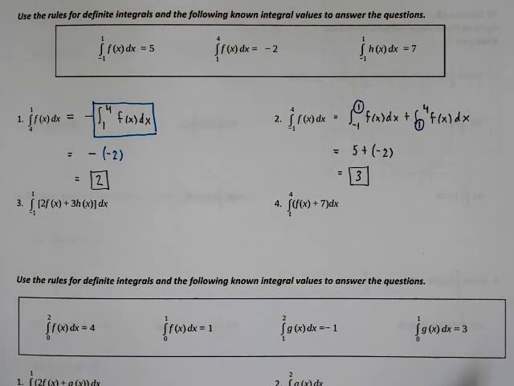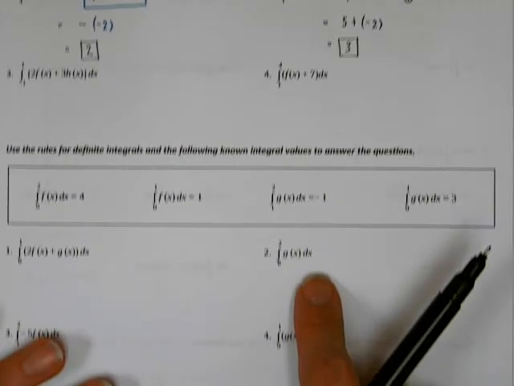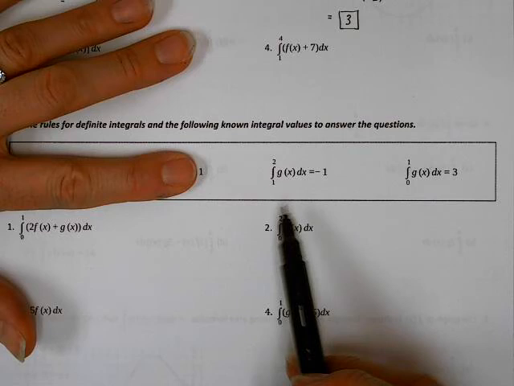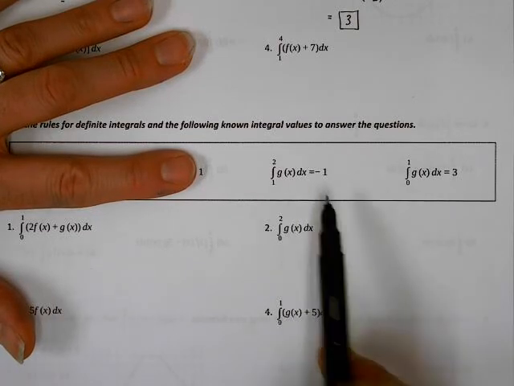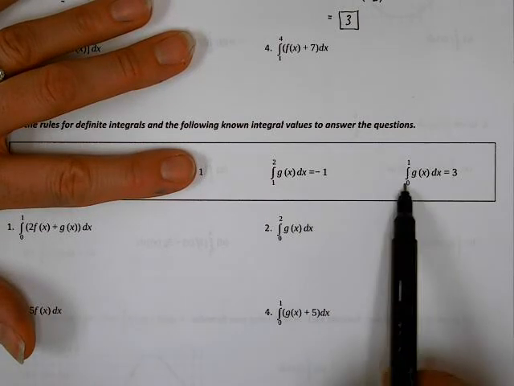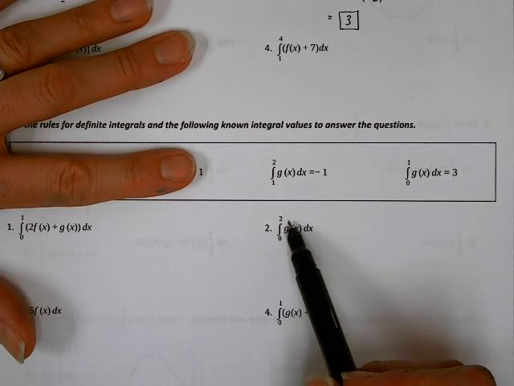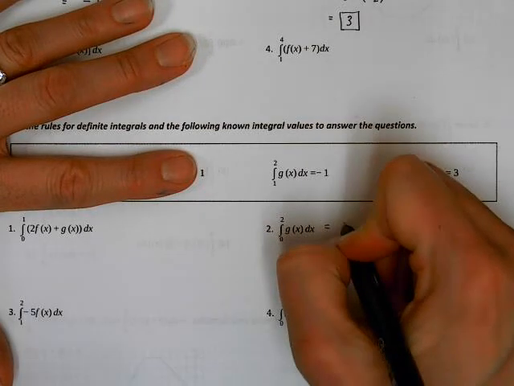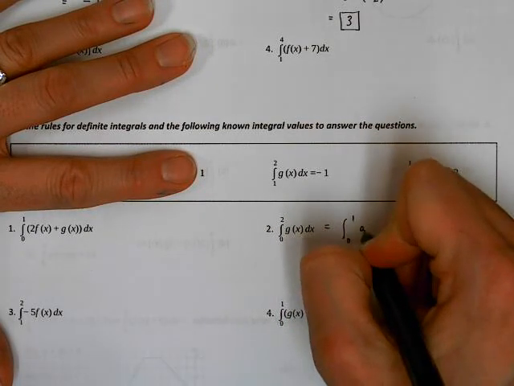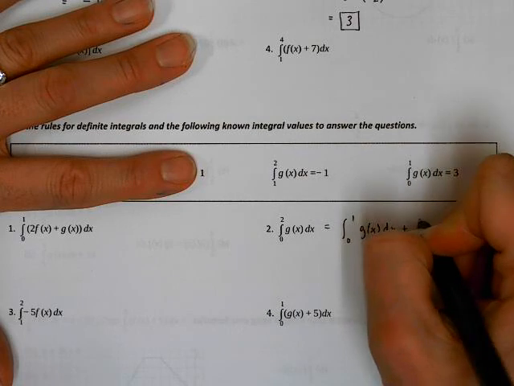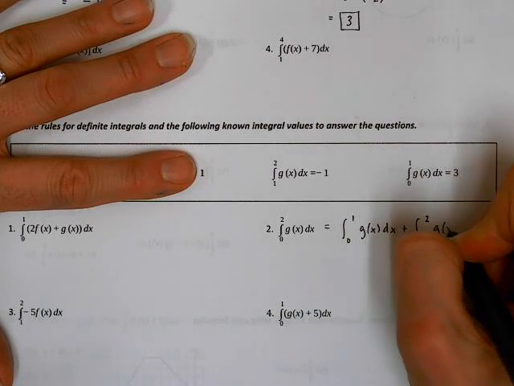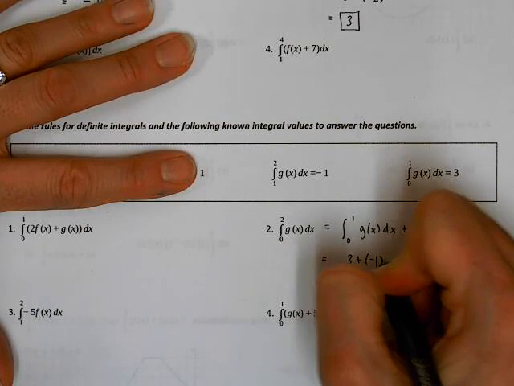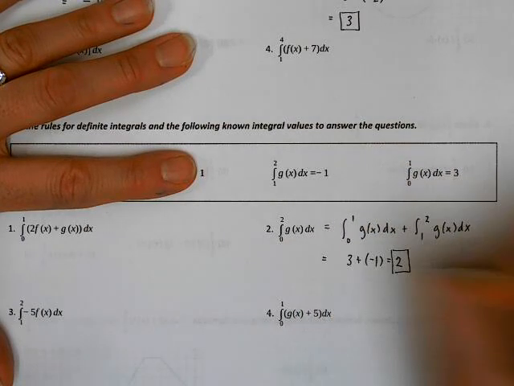Let's do number 2 down here. It's asking for the integral from 0 to 2 of g of x dx. I'm only concerned with these two integrals: the integral from 1 to 2 and the integral from 0 to 1. If I want the integral from 0 to 2, I'm going to add the integral from 0 to 1 of g of x dx plus the integral from 1 to 2 of g of x dx. Using those values, I have 3 plus a -1, and that's going to give us 2.